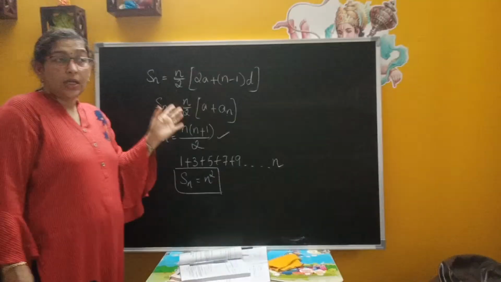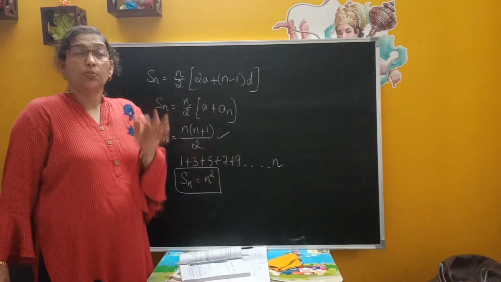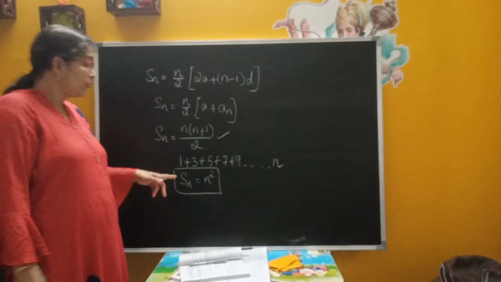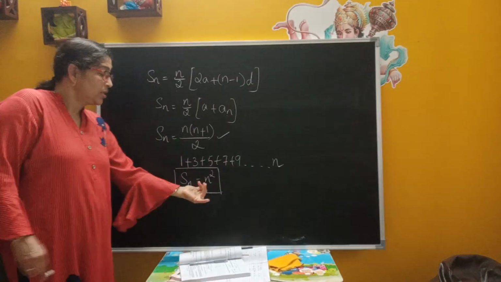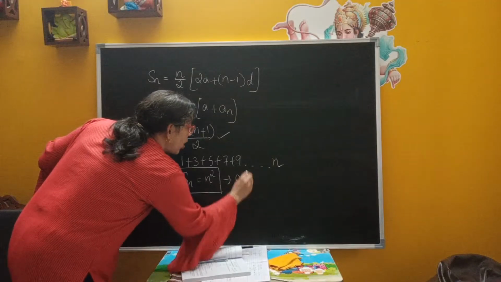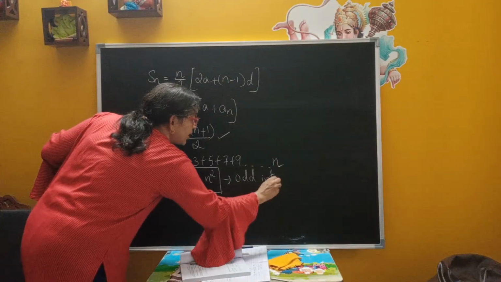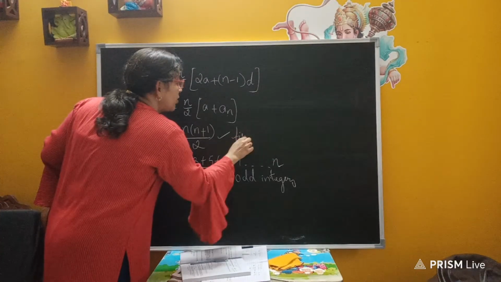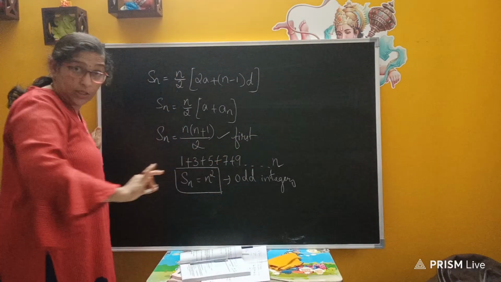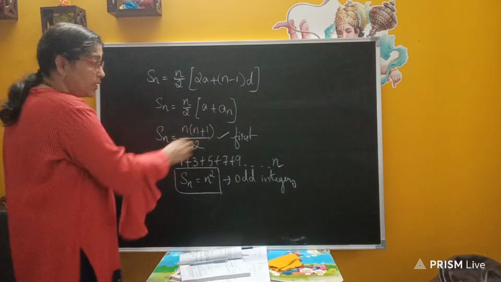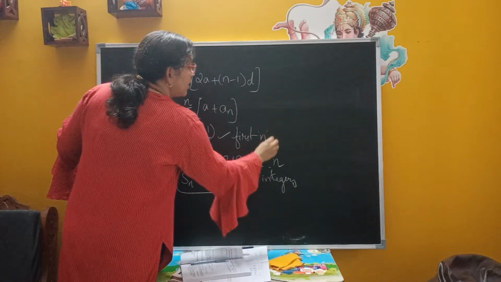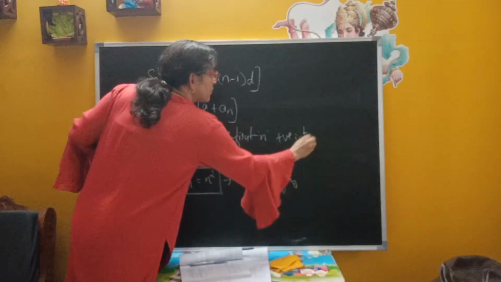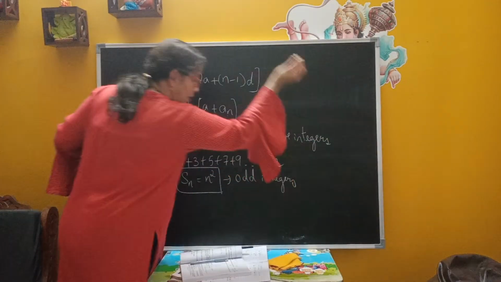We cannot start from 50 or 100 or 101 like that. We have to start from 1. If it is like that, we can use this formula. This is for odd integers, first n odd integers, and this is for first n positive integers. Of course, odd is also positive only, first n positive odd integers. This is the sum of first n positive integers.